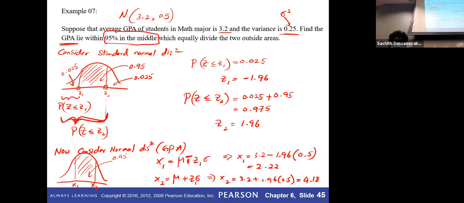I don't know if a GPA value can be greater than 4. I'm not sure, but in this case, yes, 4.14. The value is correct, but I don't know practically whether this value is okay or not, but don't worry. So x1 and x2, this is the answer for this problem. Clear? Right. Okay.